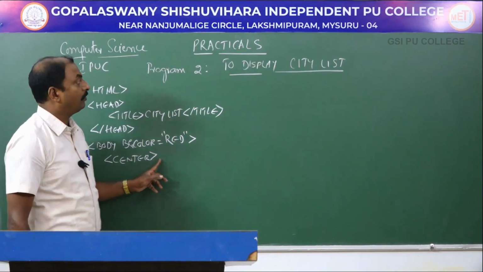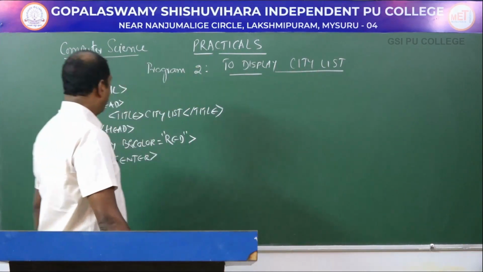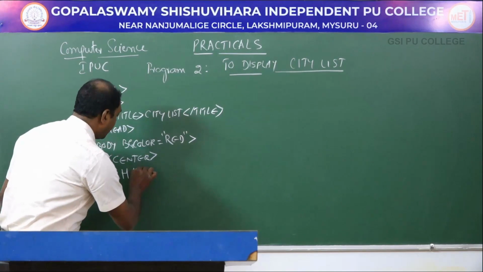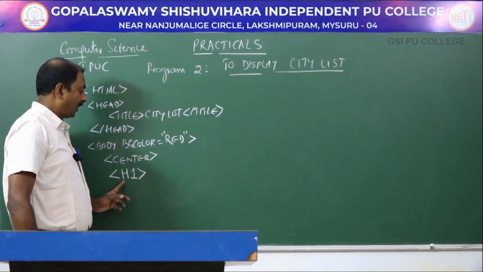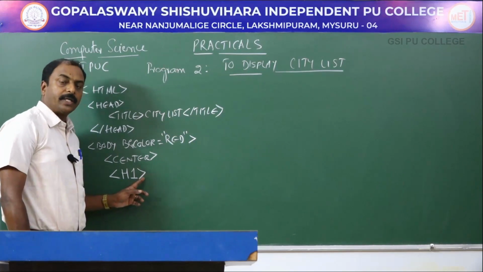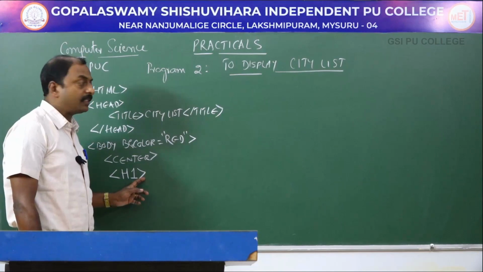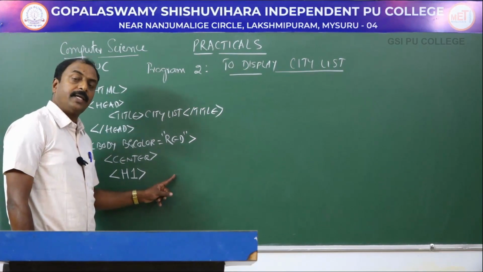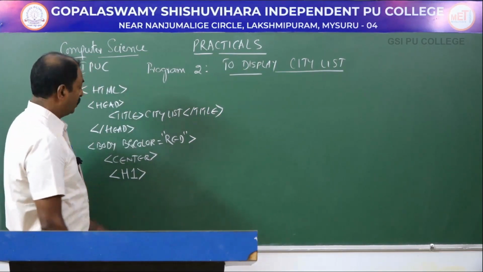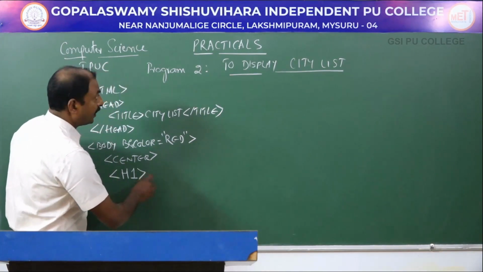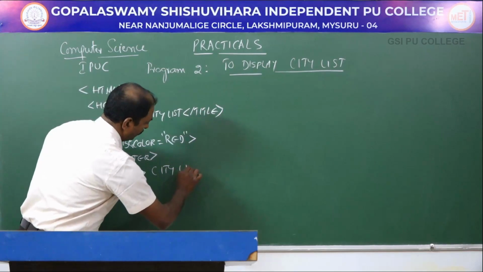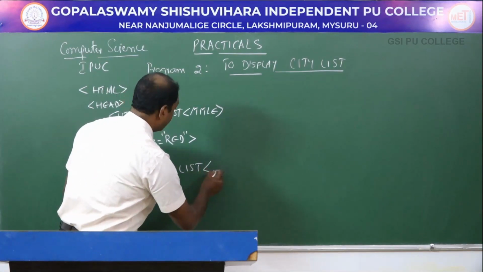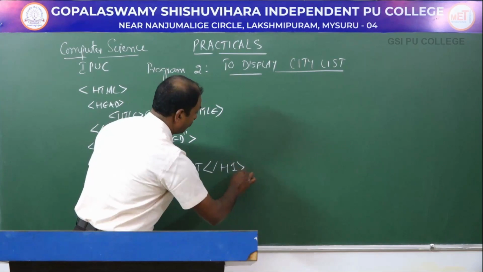Now we have to display the list of the cities. Let me make use of one more tag, that is the H tag or heading tag. It starts with H and numbers 1 to 6. So there are 6 levels of headings available in HTML, H1 to H6. It appears as a heading for our document. So here in H1 I can write a heading as city list. This appears as a heading, city list. I have to close this with the H1 tag.